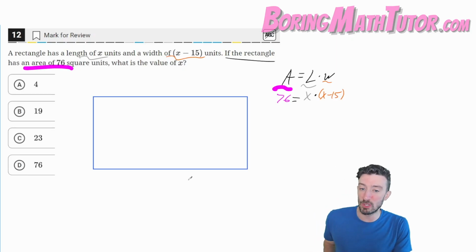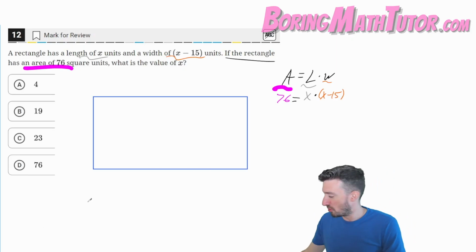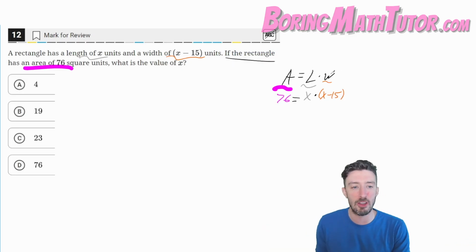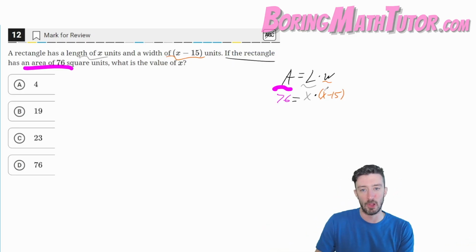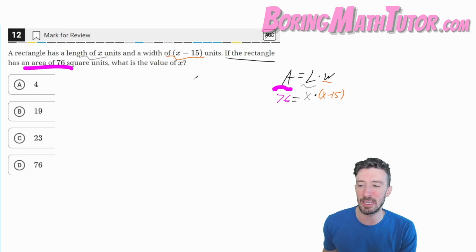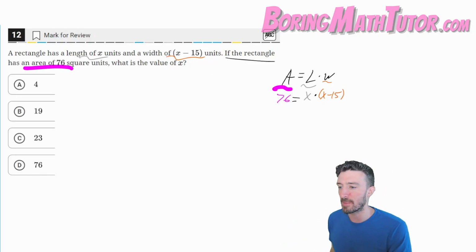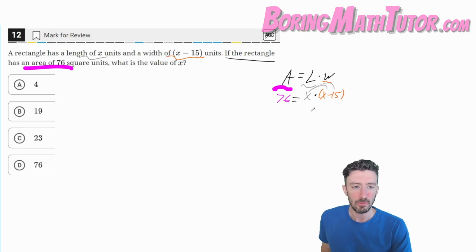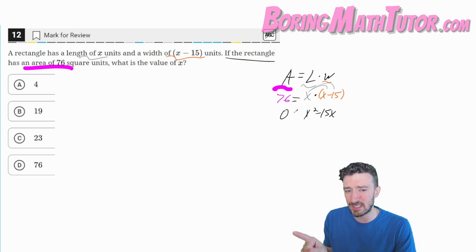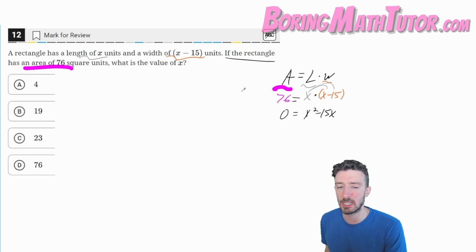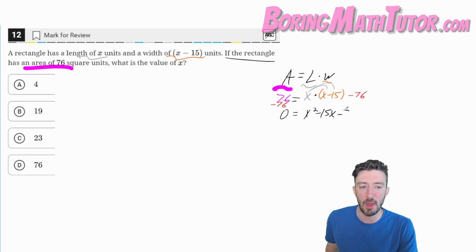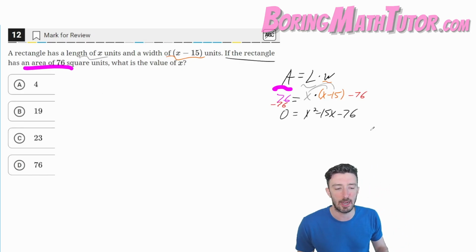So what use was my picture for the rectangle? No use. Let's get rid of it. Didn't even need it. Such a simple problem. Area equals length times width. As long as you know that, you just plug in everything. Now it's time to solve. Well, how do I solve this? I can distribute my x over here. That'll get me x squared minus 15x. Also, I want to get 0 on this side. So that means I'm going to need to subtract 76. So I'll end up with a minus 76 right there.